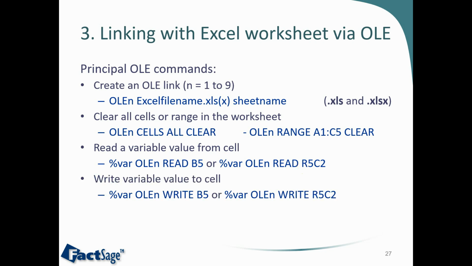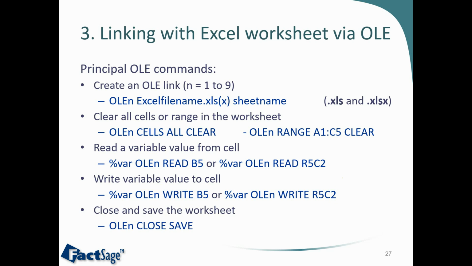Similarly, the command for writing a variable to a cell in Excel is as follows. First, the variable name containing the value that we want to pass to Excel. Then the OLE label plus the number to know in which file and which sheet to store it. And then the command write to say that we want to transfer it to Excel. And then the cell address, where the value will be written. And again, here you can choose either the A1 style for the reference or the R1C1 style for the reference. It is the same.